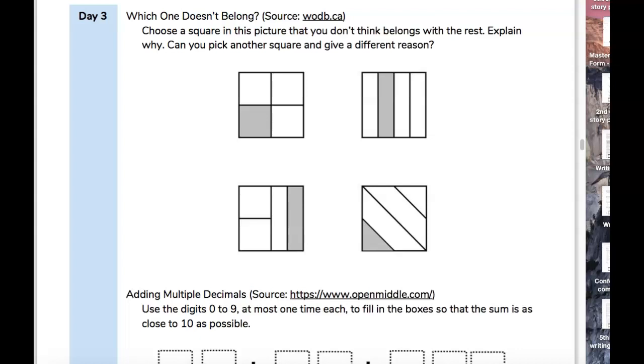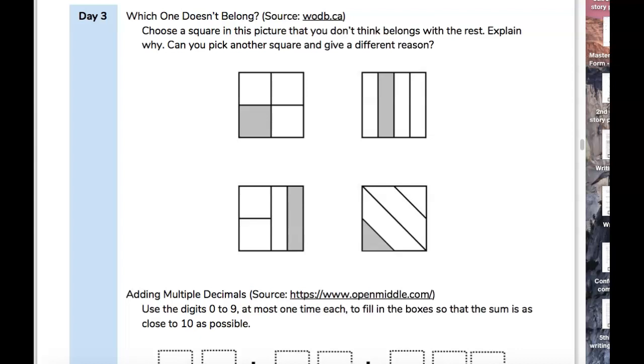Choose a square in this picture that you don't think belongs with the rest. Explain why. Can you pick another square and give a different reason? Okay, all this is, guys, is whatever you pick is right as long as you can explain why. So, for instance, I might say this third square doesn't belong with the rest because it's got a shaded part all the way to the right, if that makes sense.